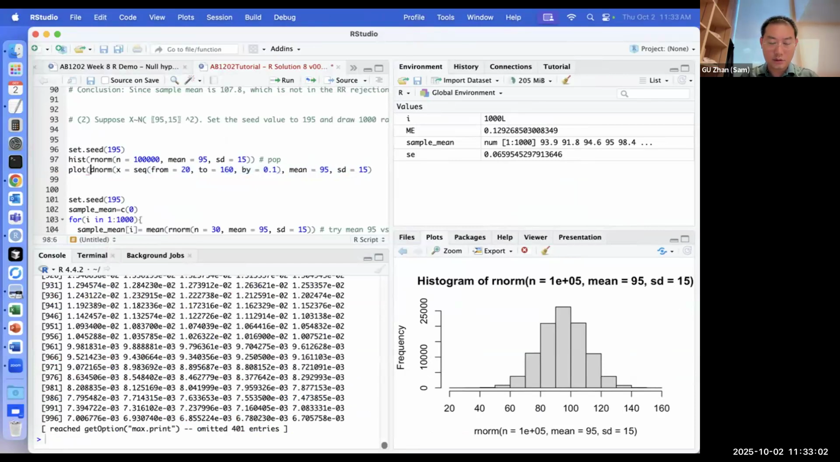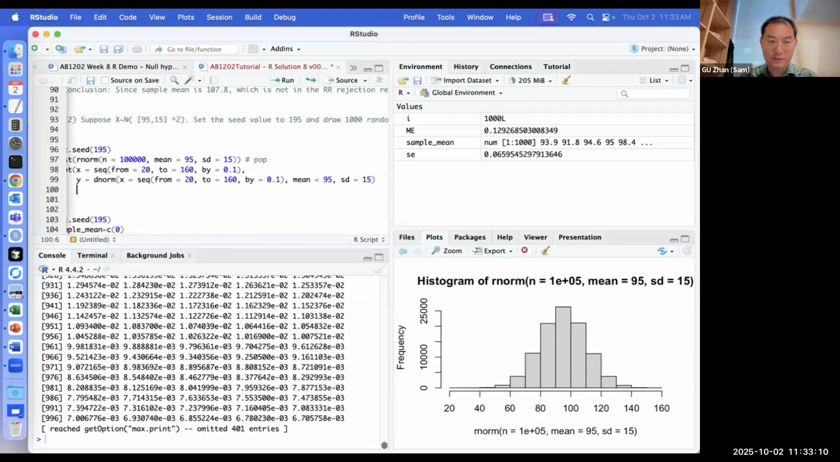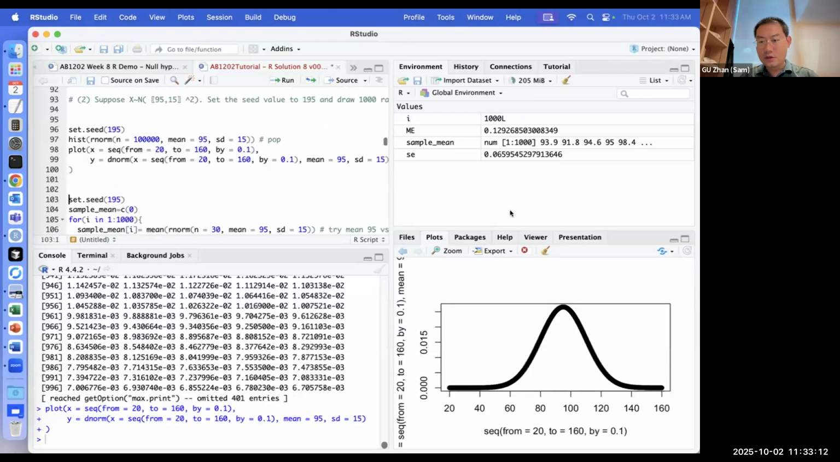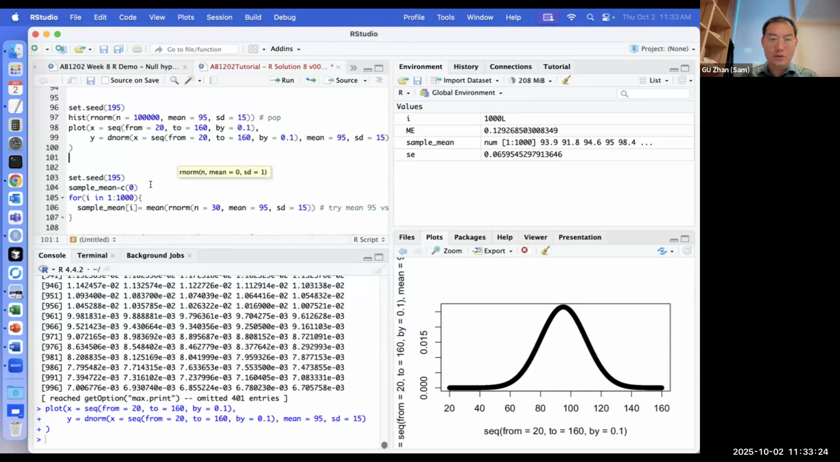Plot with x equal to this and y equal to this. Basically, this is the density function of your population. I just show you a different way. This is a density function, and your center is at 95. So now we are going to draw samples from it.